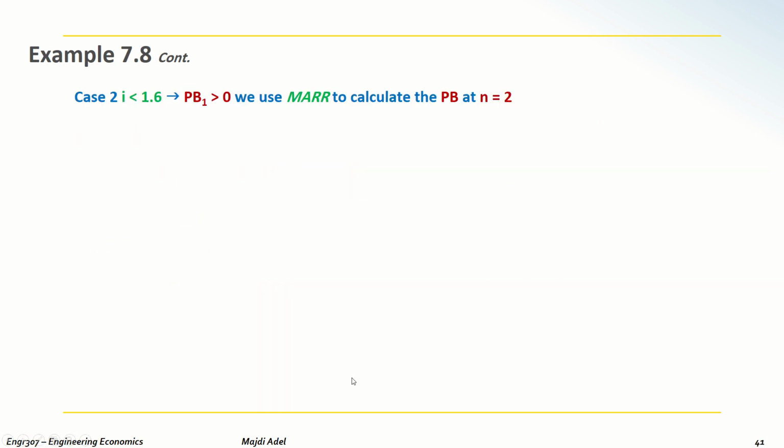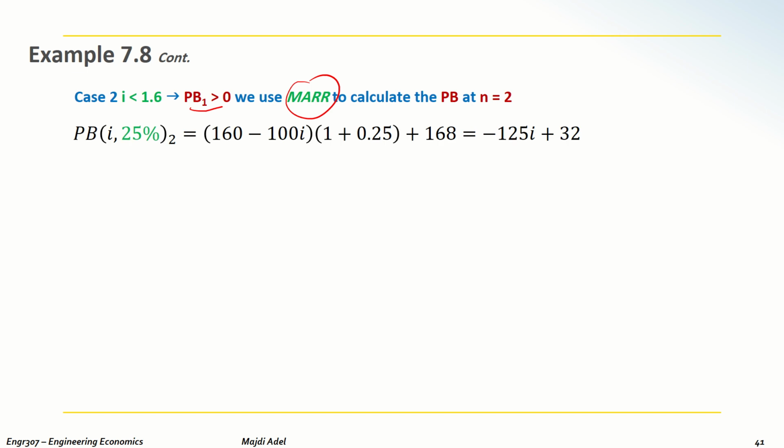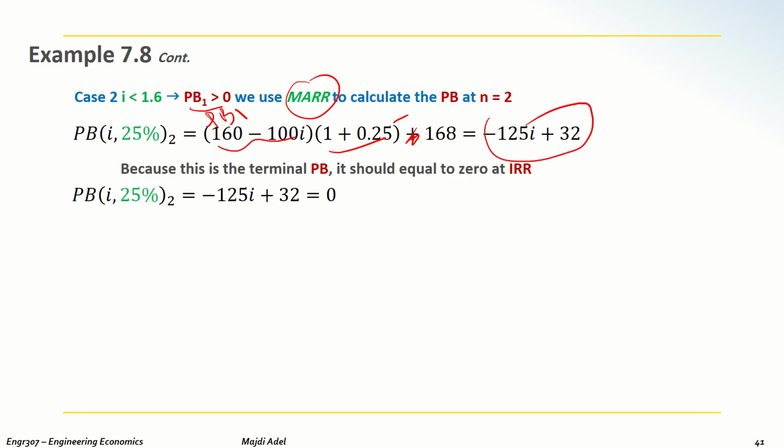We go to the second case, in which I is less than 1.6. This means that the project balance in the first year is positive. Therefore, we will use MARR in calculating the project balance at the second year. This is the project balance of the first year multiplied by 1 plus MARR minus 168 equals this equation. And again, since this is the project balance at the terminal year, it should equal 0. Solving the equation for I, we will get the true rate of return, which is 25.6%.